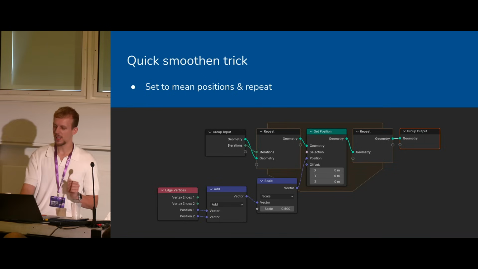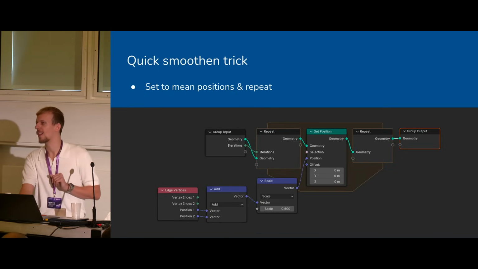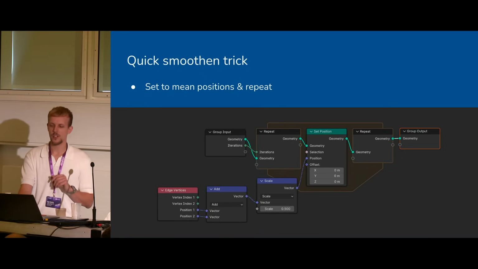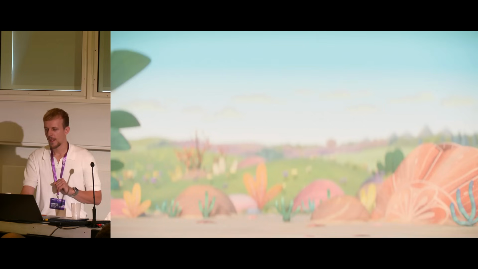And yeah, you can always change the iterations, right? How smooth do you want your splash to be? You can change that in the input of the modifier.